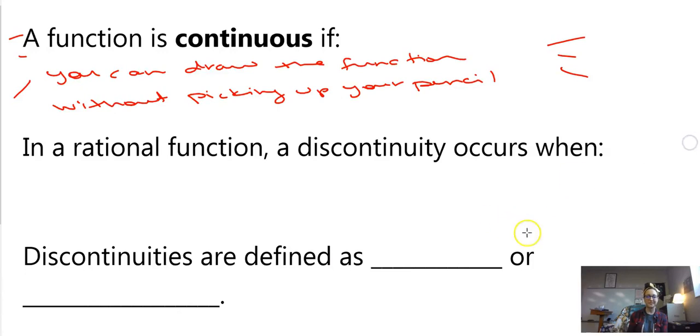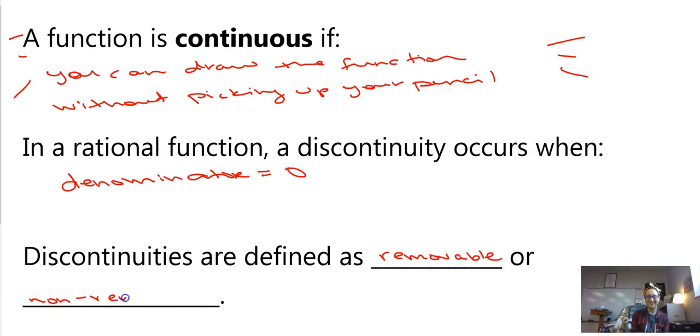Can you write this for me, please? In a rational function, a discontinuity occurs when which piece is 0, numerator or denominator? When denominator equals 0. Okay, and then we've got two kinds of discontinuities. I'm going to tell you the names, and then we're going to look at how we classify them. But they're called removable, or very creatively, non-removable.